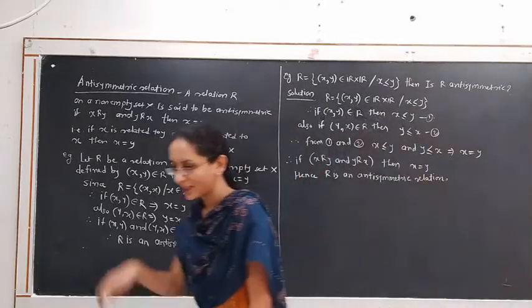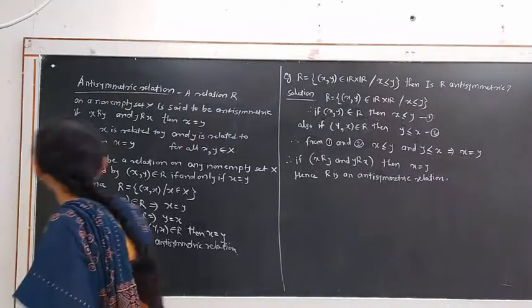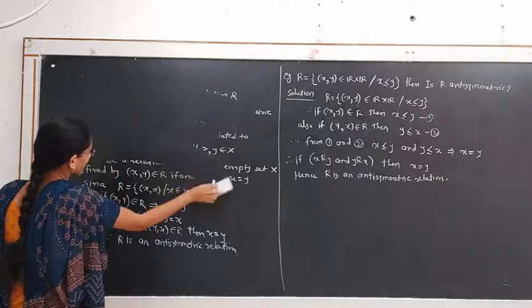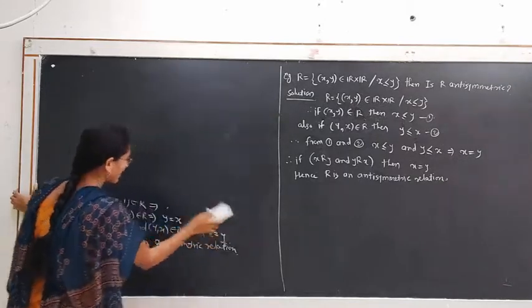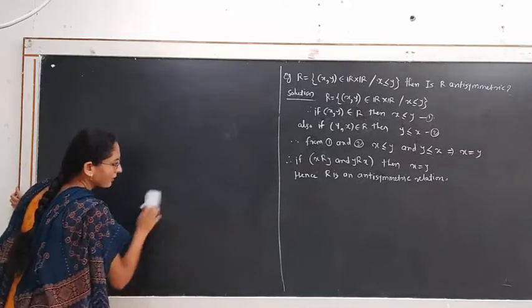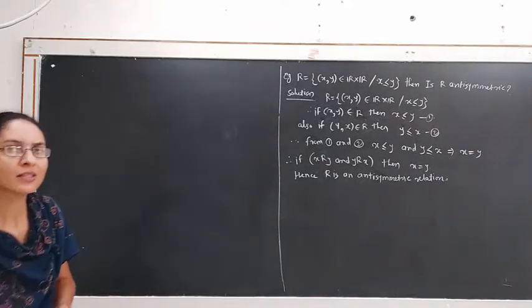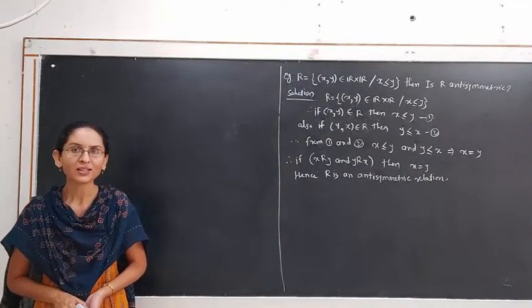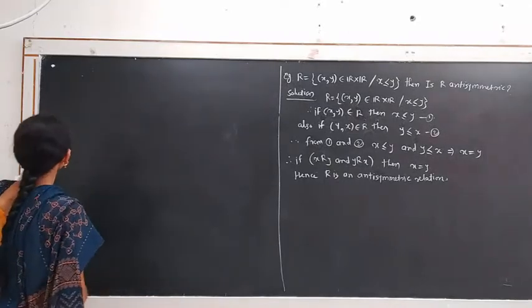Next definition is equivalence relation. The equivalence relation is the relation that is reflexive, symmetric and transitive. The relation which is reflexive as well as symmetric and transitive is called an equivalence relation. We see the definition of equivalence relation.